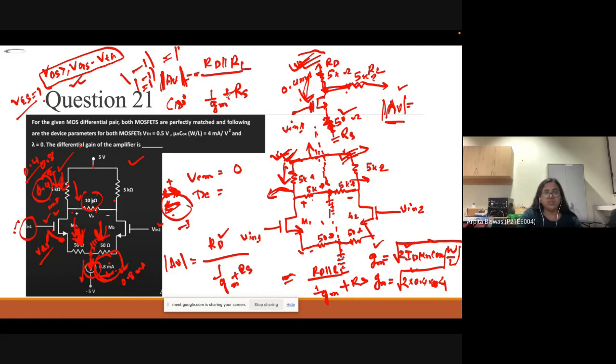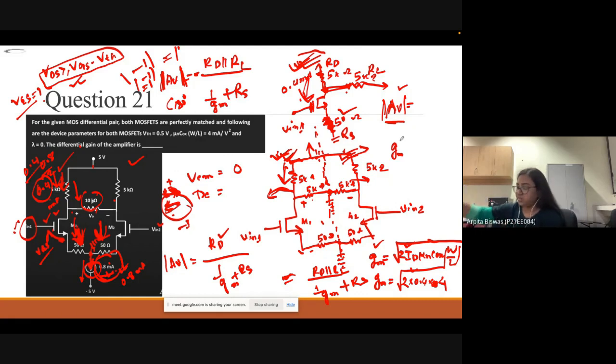And why are we using this formula? Because when any resistance is there on the source side, you can see the direct formula, that is Rd by 1 by Gm plus Rs. But here on the Rd side you can see the RL is also in parallel with Rd. That's why it is Rd parallel with RL, by 1 by Gm plus Rs. Now calculate the value of Gm.